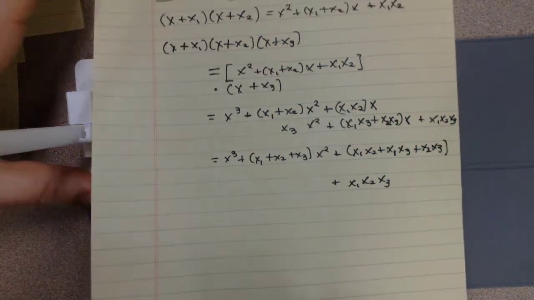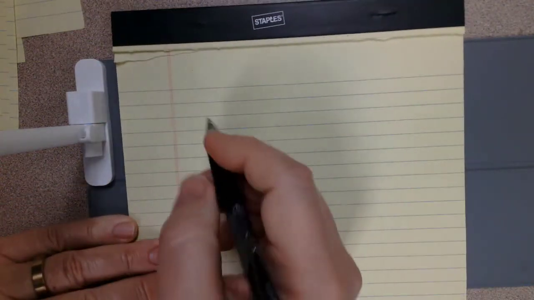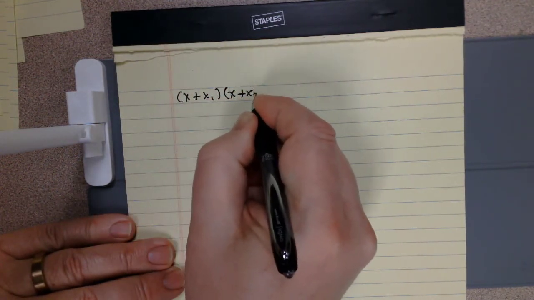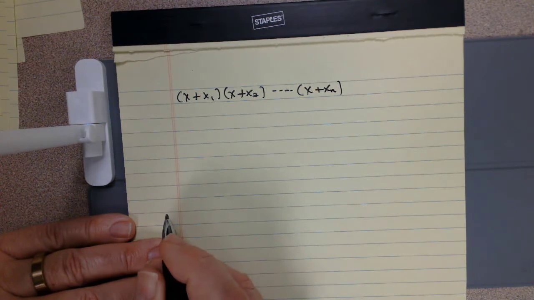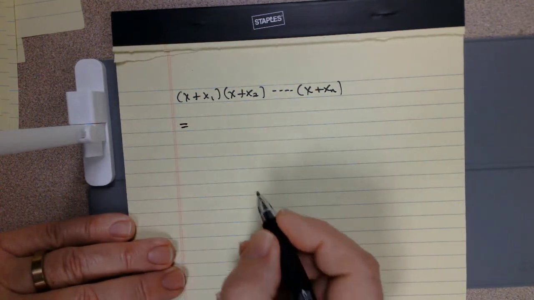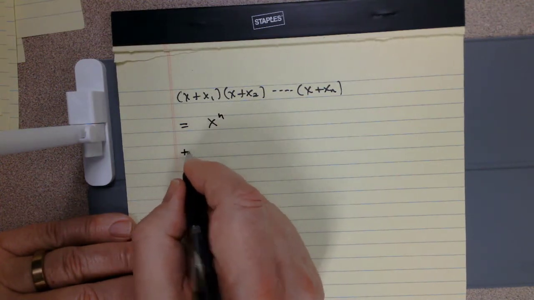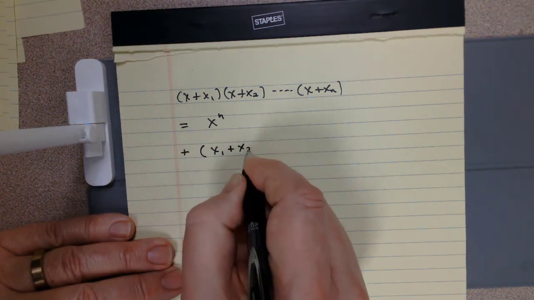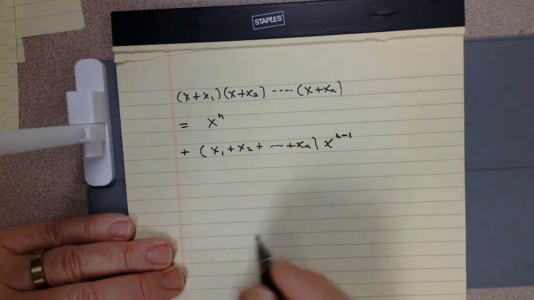So we can actually set this down in a more general setting if we take x plus x1, x plus x2, etc., out to x plus xn, and multiply them together. The first term is going to be x to the nth power. The second term will be just adding up all the singles, x1 plus x2, all the way through xn, times x to the n minus first.